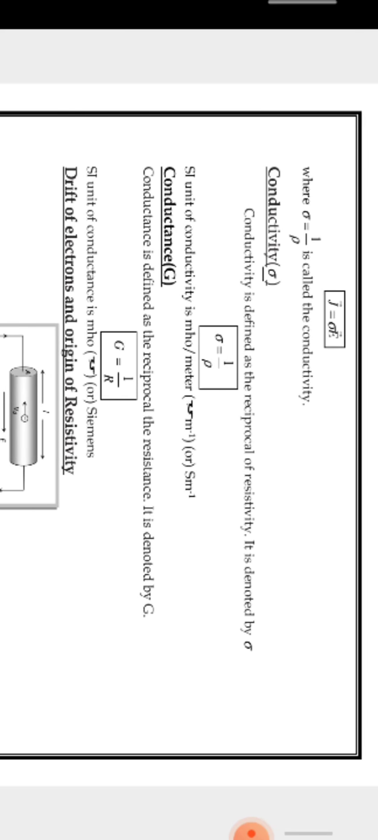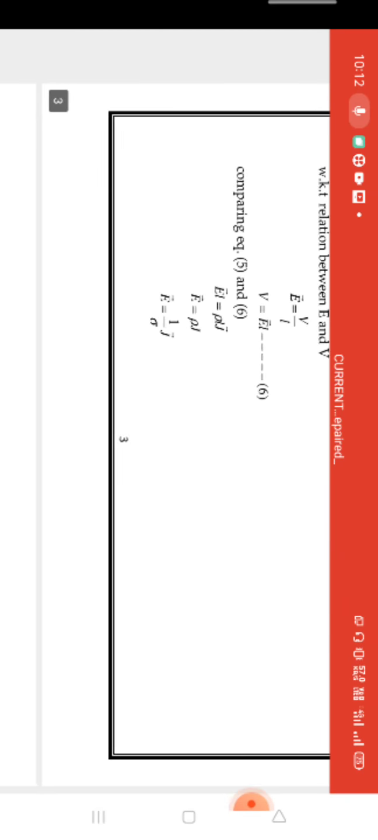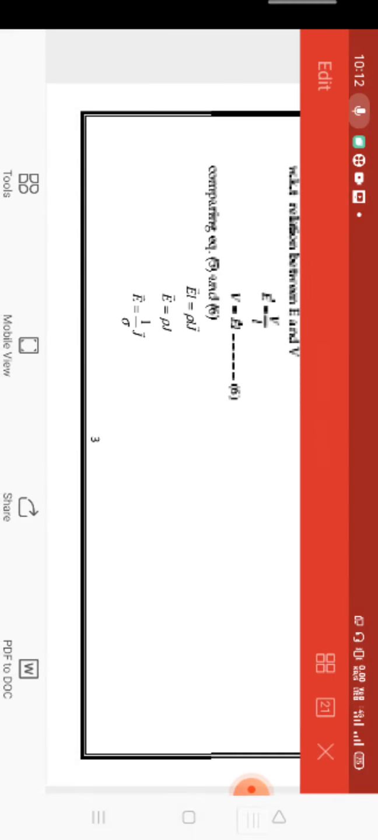Further we will study about this. This relation, sigma equal to the relation between current density, conductivity and electric field, is also known as the vector form of Ohm's law. So let me see how to write this one.